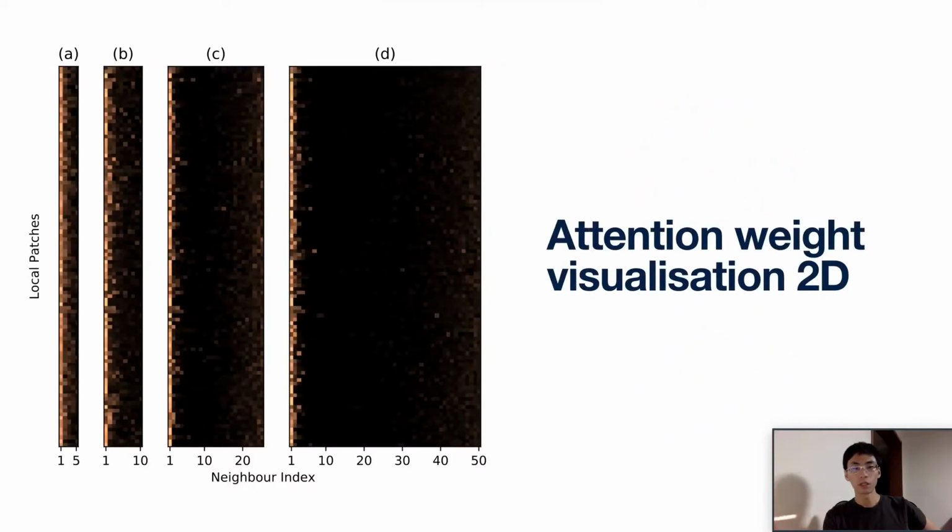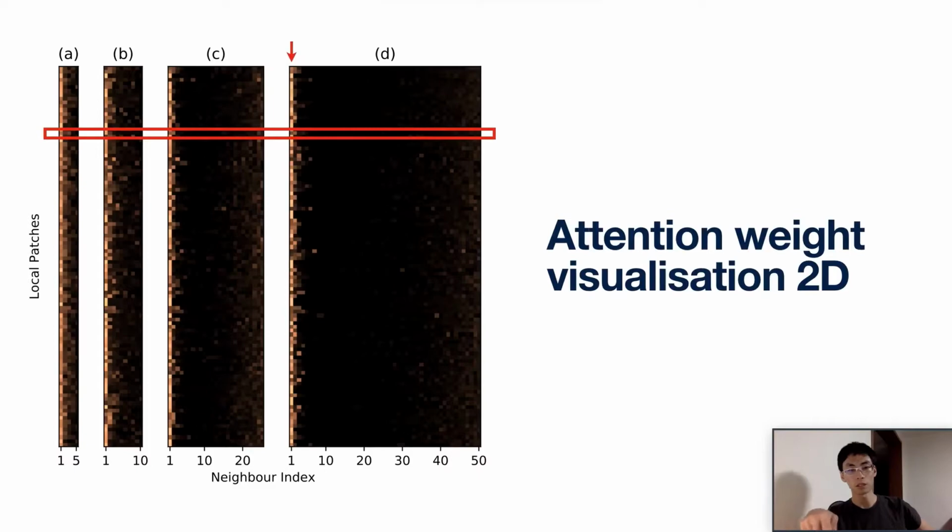In this figure, we show 4 attention maps with a different number of neighbors available. Each row in an attention map represents a patch. The leftmost pixel in the row denotes the closest point to the patch center. The attention weights are color-coded using pixel intensity.